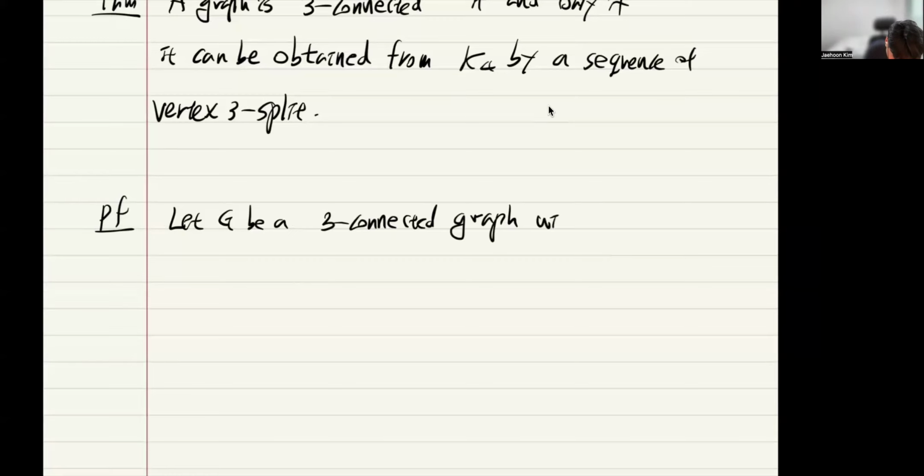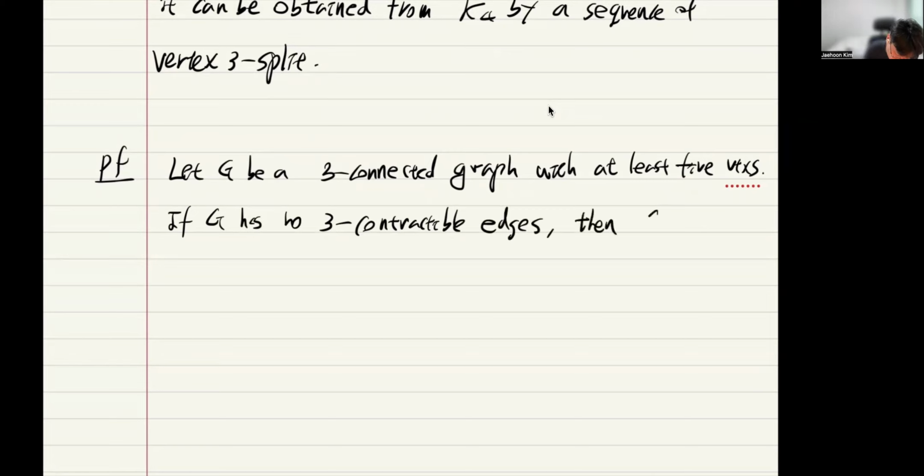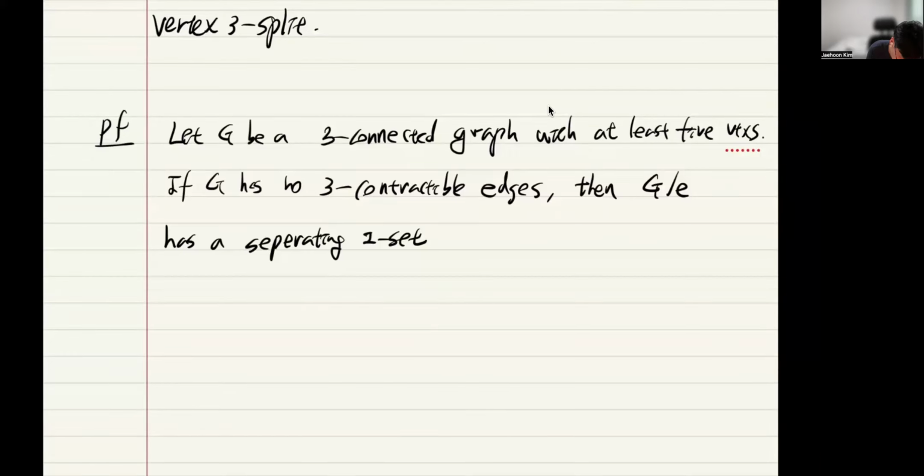So, let's say it has at least 5 vertices. If G has no contractible edges, then what do we know? Then, no matter what edge you take, G contracting e has a separating set of size 2. And how does it look?